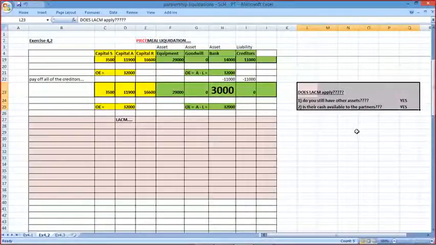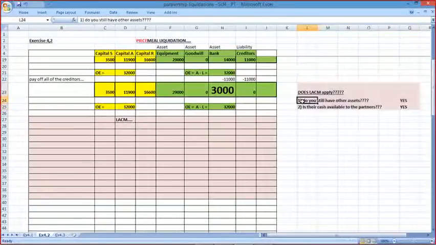Correct. And if the answer is no, then you don't apply loss absorption. If you have one yes and one no, you don't apply it. You need to meet both requirements. Right, perfect. Thank you.